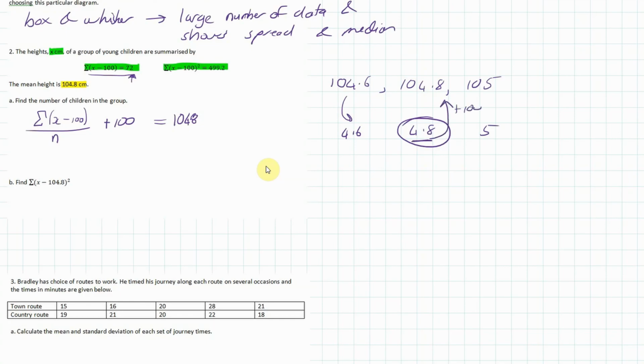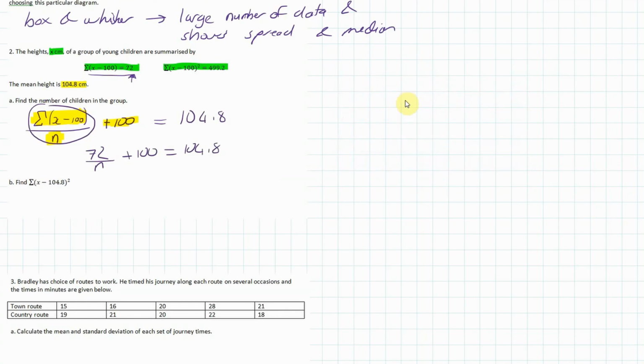So that's what I'm doing over here. I add all of their data together, and remember they've subtracted 100 from each piece of data. I divide it by however many pieces there are, I add 100 to it, and then I get the original mean of 104.8. That looks a bit messy. That means we can rewrite this as 72 over n plus 100 equals 104.8.